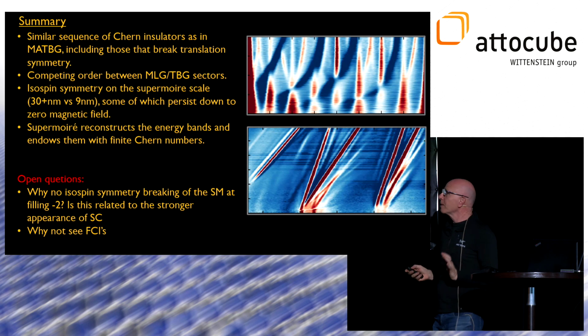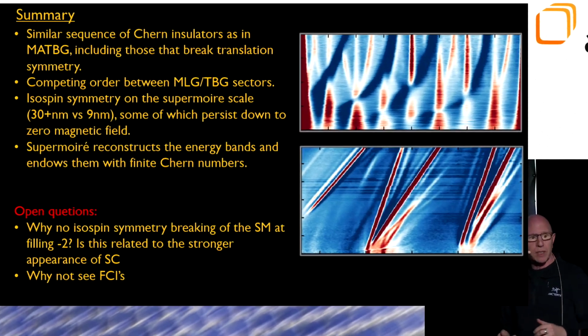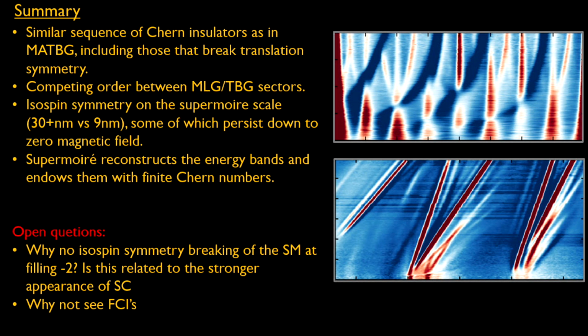So with this, let me just summarize. The twisted trilayer system is quite different from the monolayer. Number one, in terms of the competition between the Dirac sector and the flat band sector, giving rise to many Stoner-like transitions between the different flavors of electrons.